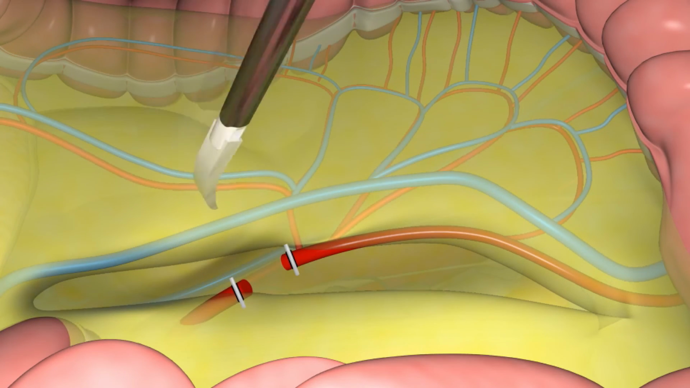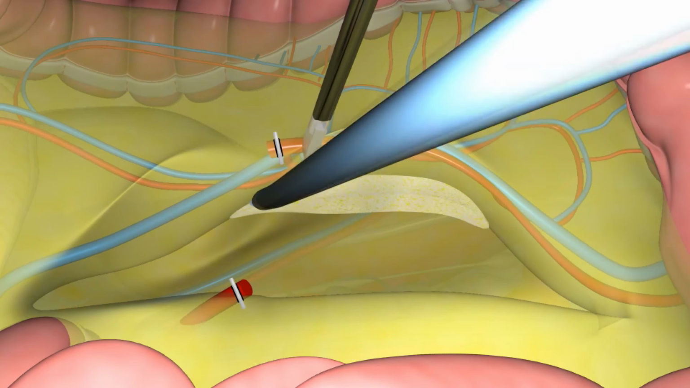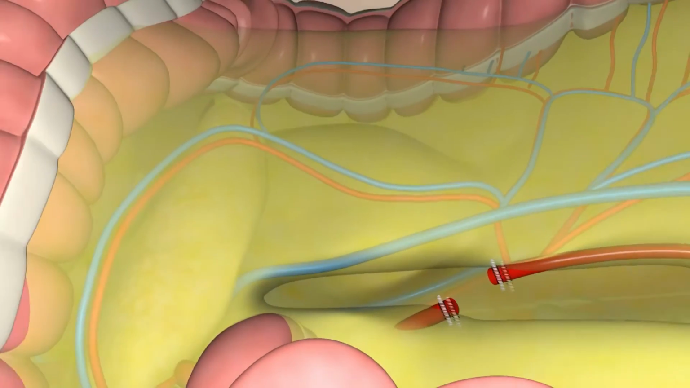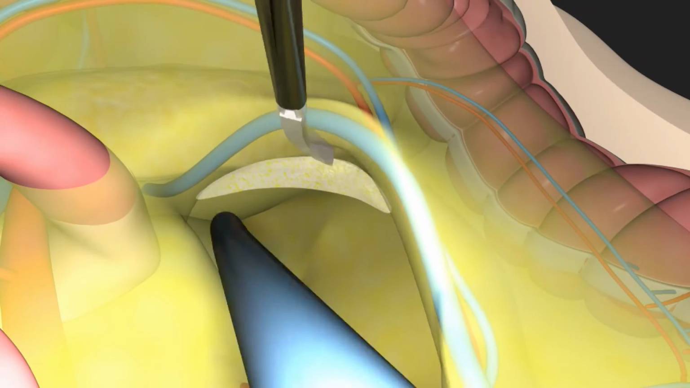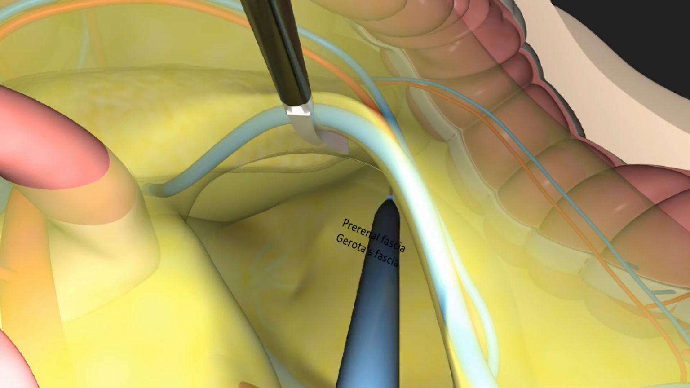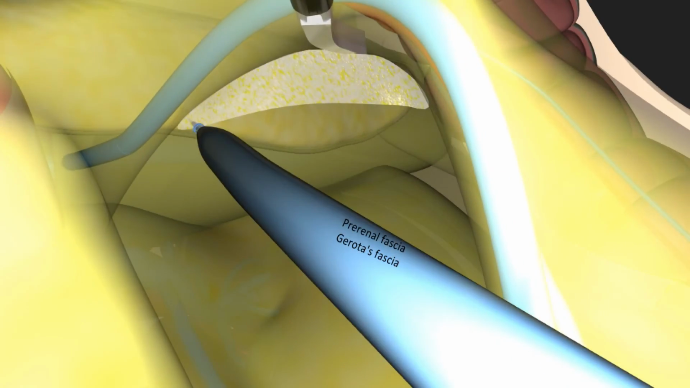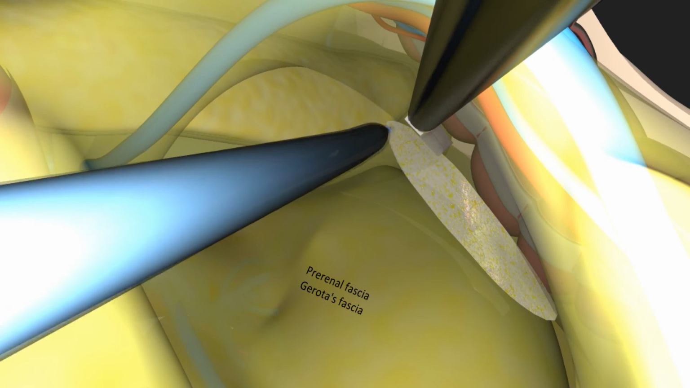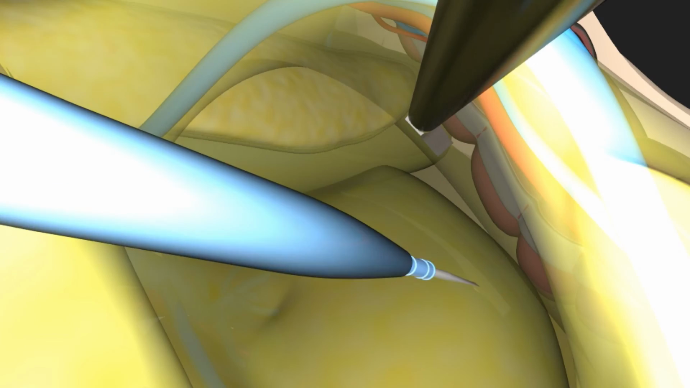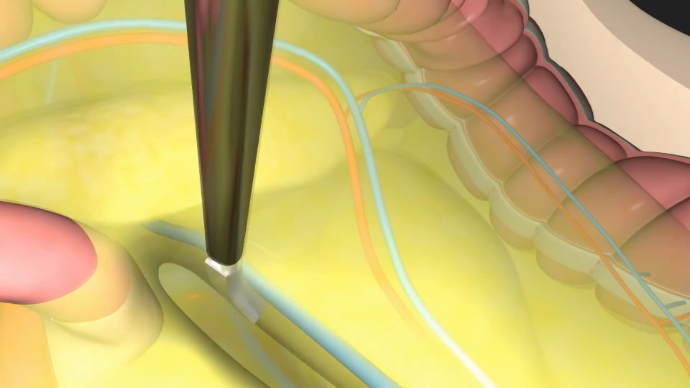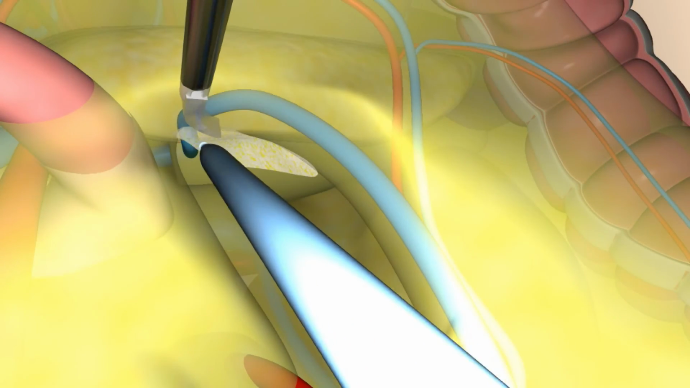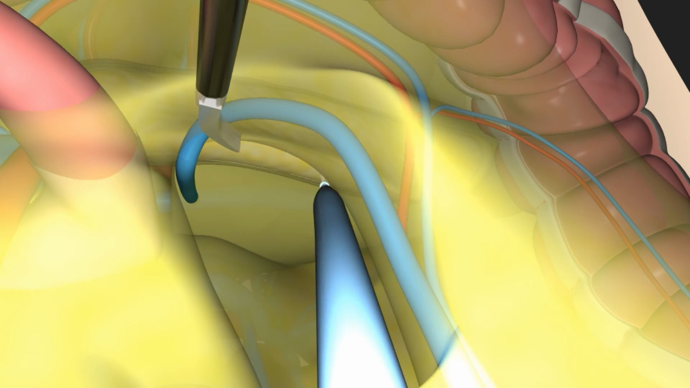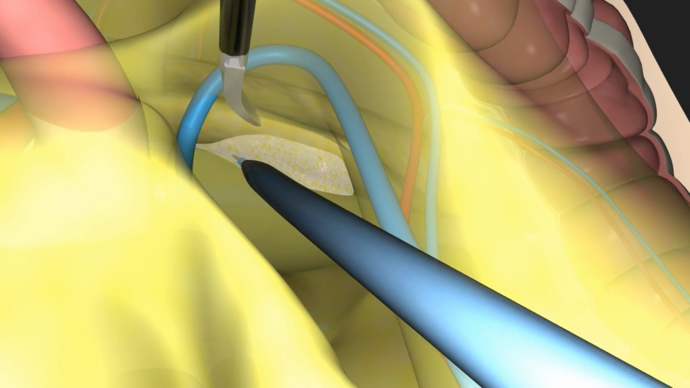Having divided the vessel, the plane between the descending colon mesentery and the retroperitoneum is developed laterally out toward the lateral attachment of the colon, and spirally dissecting the bowel off the anterior surface of the Gerota's fascia up toward the splenic flexure. Then the inferior mesenteric vein is identified just to the left of the ligament of Treitz junction. The vein is divided below the inferior border of the pancreas and above the left colic vein.